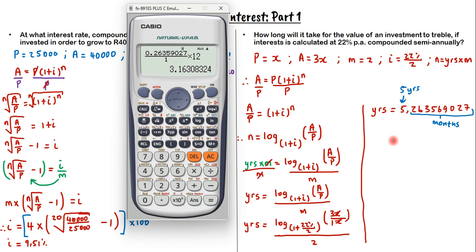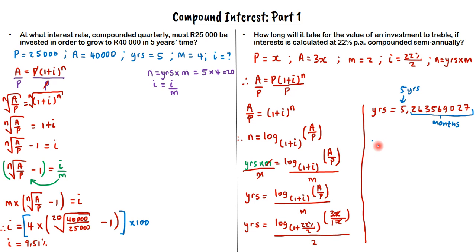So we will then say, therefore, 5 years and 3 months. And that is going to be our answer. And that is the first part of our series.